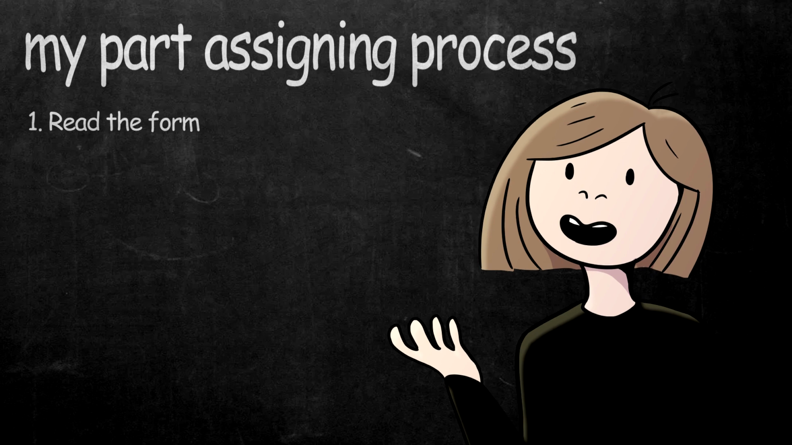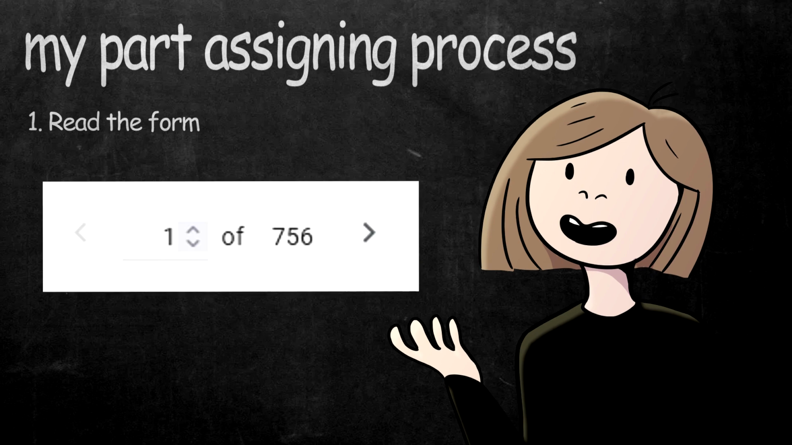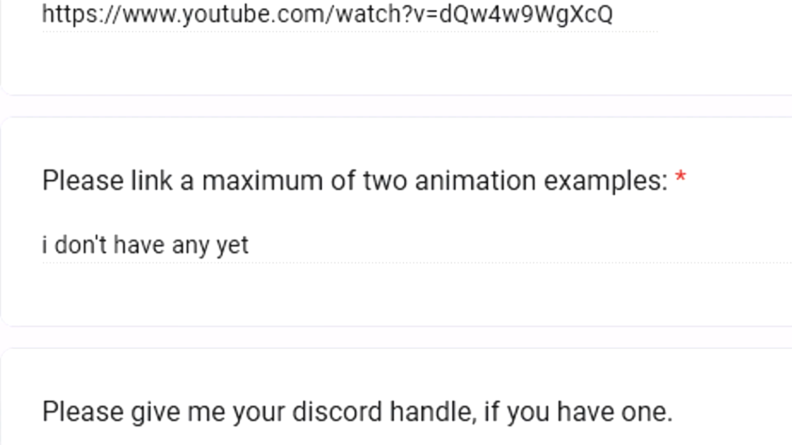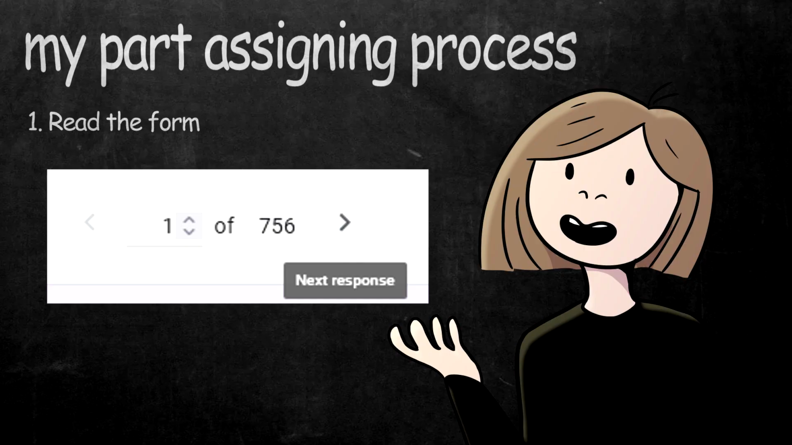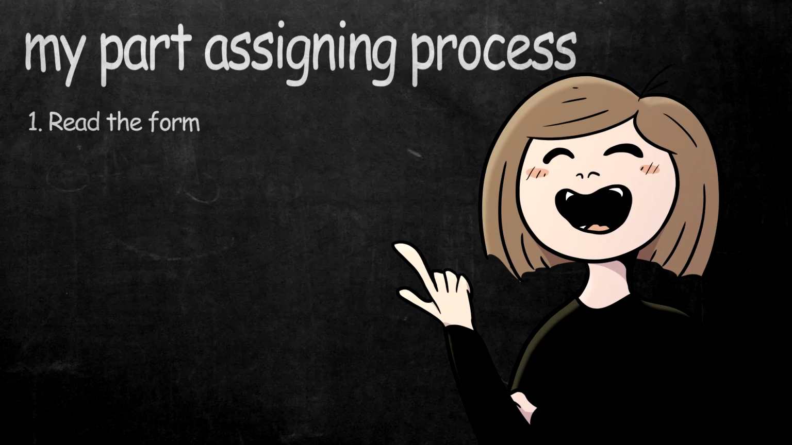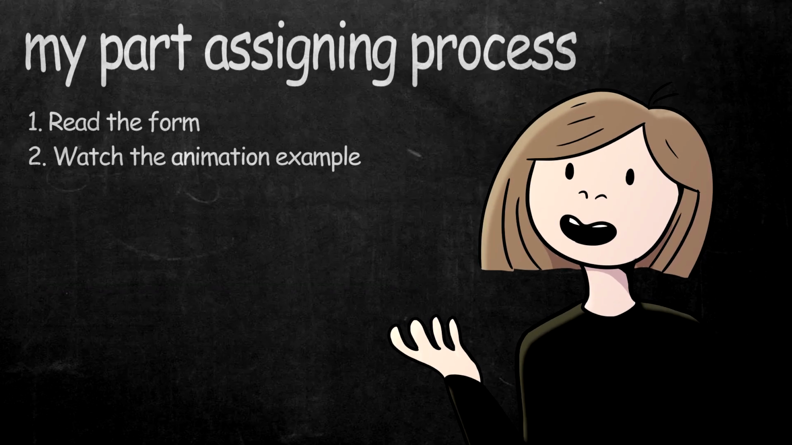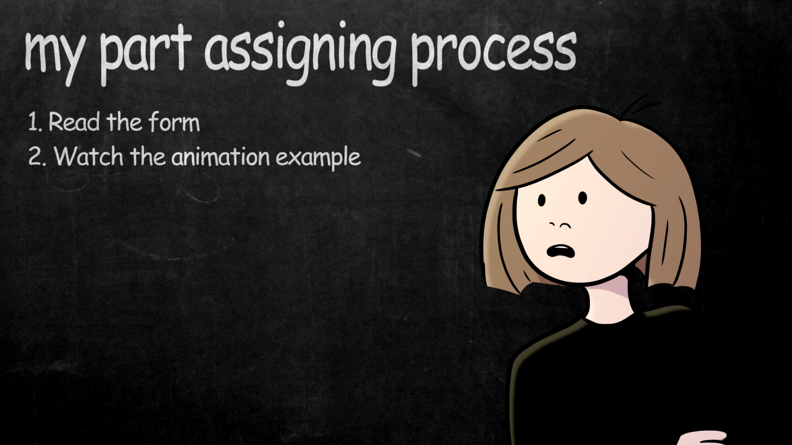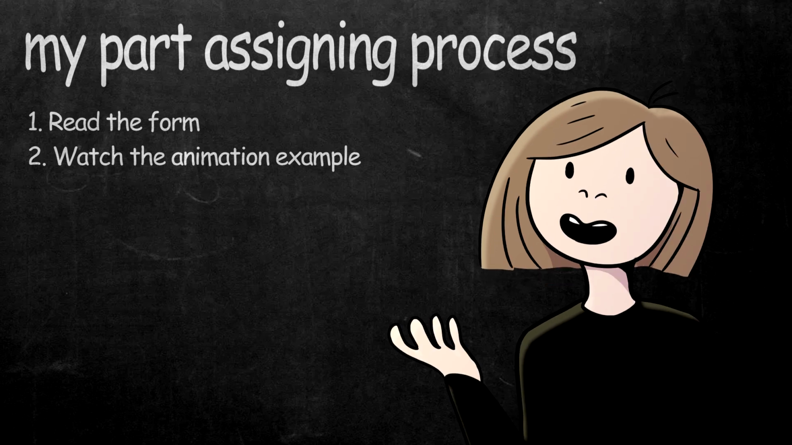Step 1. Read the form. So we're starting with the first form, checking that everything's okay here and there's no missing information. If there's missing information, you can just skip to the next form. Proceed to step 2. Watch the animation example. So then you're going to want to open the animation example in a new tab, then evaluate it. Is it good enough? Would you let this person in your map? If no, next form. If yes, proceed to step 3.